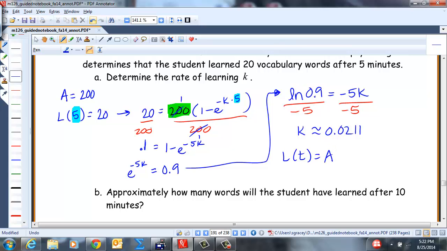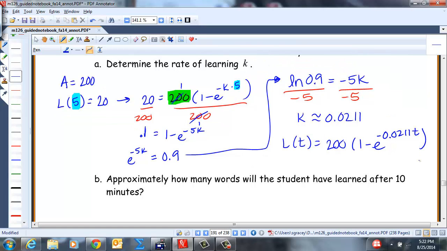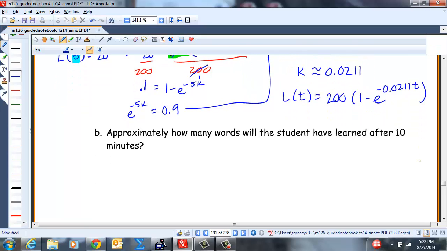So our model will be L at t is equal to, we know what A is. A was 200 times 1 minus e to the negative 0.0211 times t. So that's what we'll use to answer the next question. After 10 minutes, now we're going to plug in 10 for t, and we already know k and A, so we're going to be finding the number of words learned after 10 minutes.